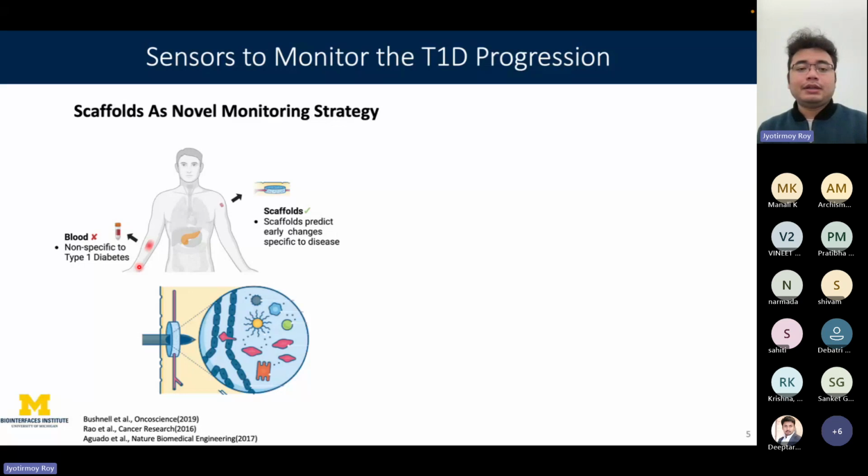And also, similar to the blood, this is very non-invasive because you just put it right underneath the skin. There is no need to go and take a biopsy of the pancreas, which is a very sensitive organ. So in that way also, it's a lot less invasive as compared to many other tests.